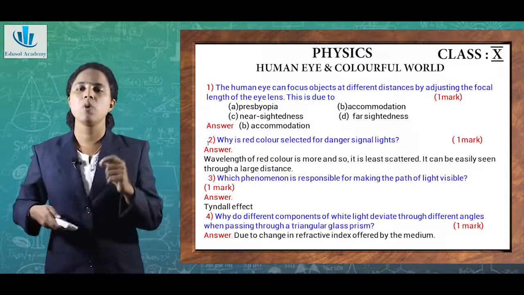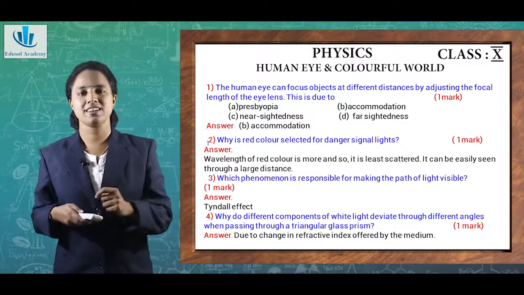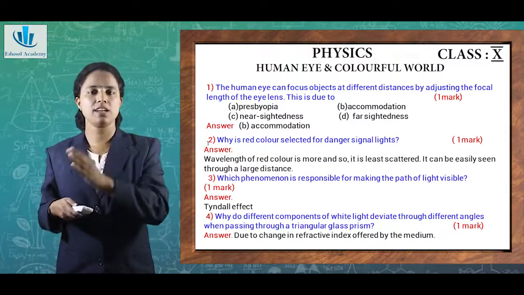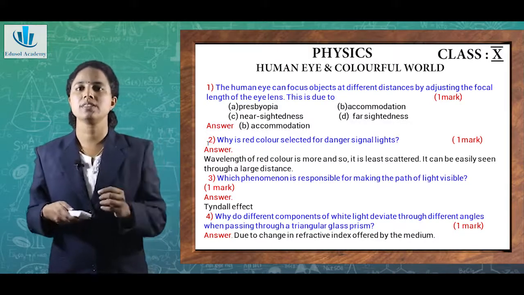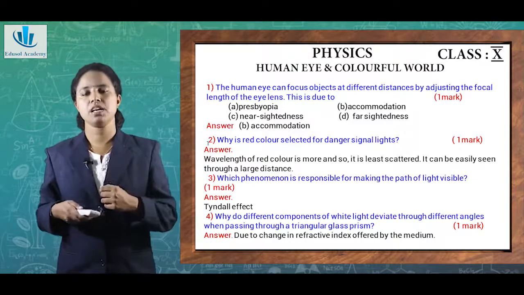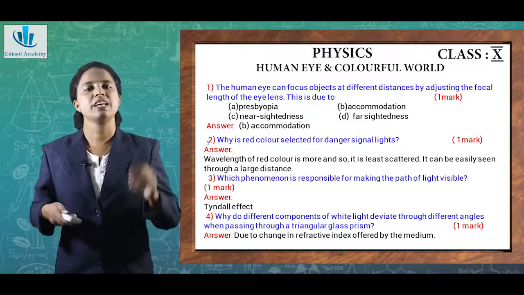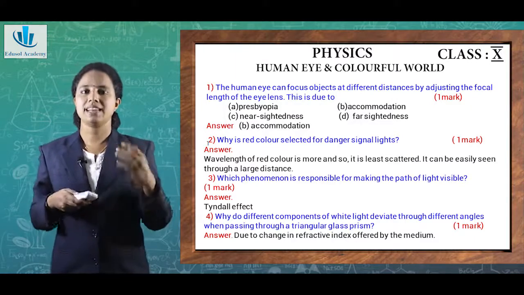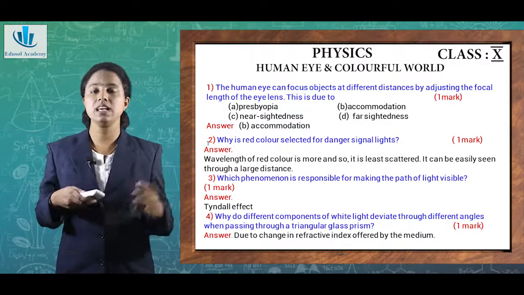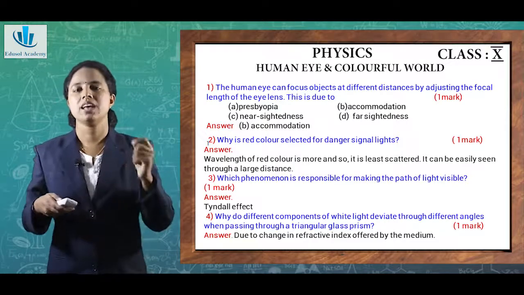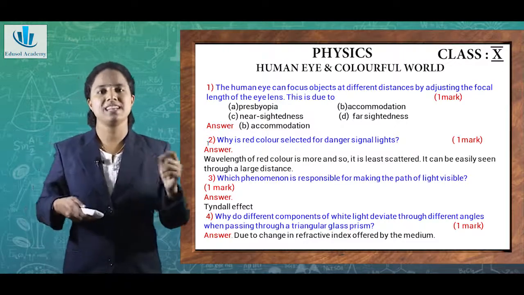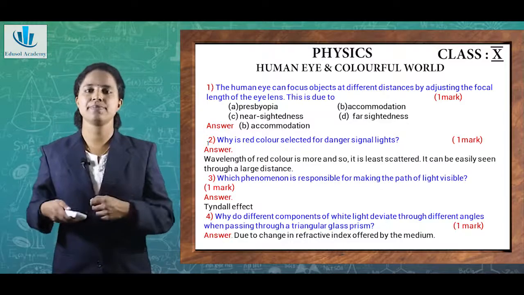It's because when we consider the spectrum of white light, VIBGYOR, from violet to red, red is the color having the highest wavelength. Since the wavelength of red color is the highest, it will be least scattered, and that's why it can be seen easily even from a large distance. That's the reason why red color is selected for danger signal lights.